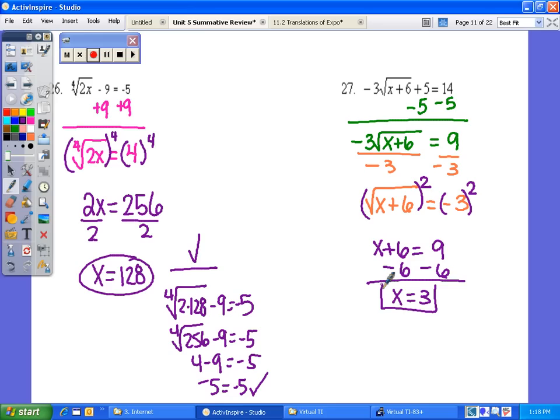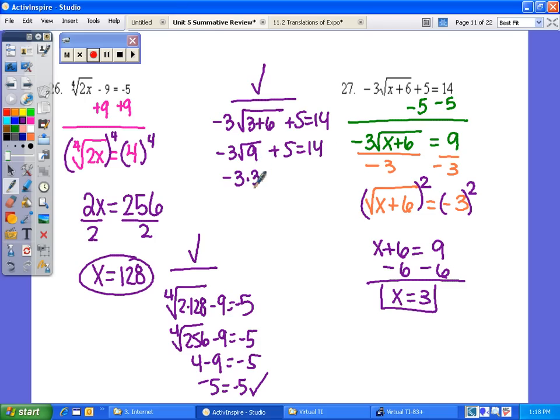Now here's the tricky part. You have to check. And this is why you check. So we do negative 3 times the square root of 3 plus 6, plus 5 equals 14. Negative 3 times the square root of 9 plus 5 equals 14. Negative 3 times 3 plus 5 equals 14. Negative 3 times 3 comes first. That's negative 9 plus 5 equals 14. Negative 9 plus 5 does not equal 14.